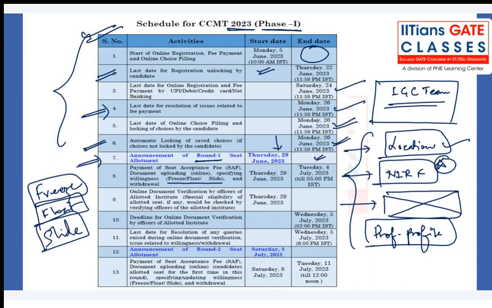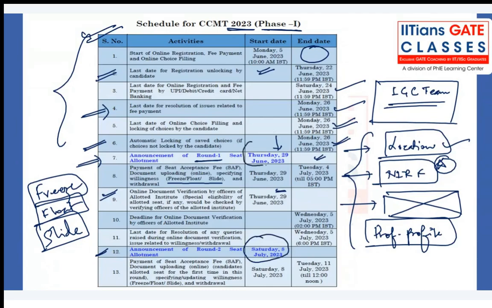Then online document verification by the officers will be done on 29 June only. This time online verification will be there. These things I will explain using a flow chart. You only have to focus on these important dates. The second round will happen on Saturday 8.